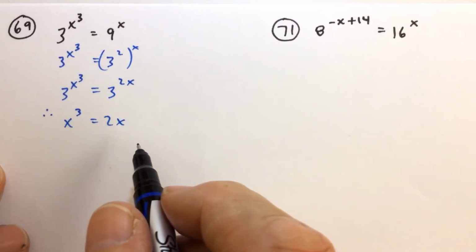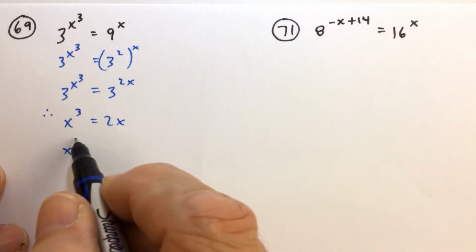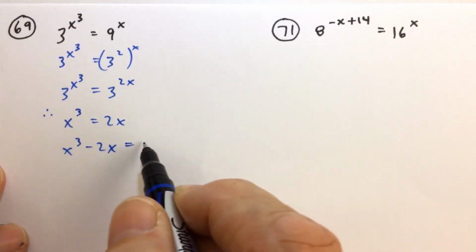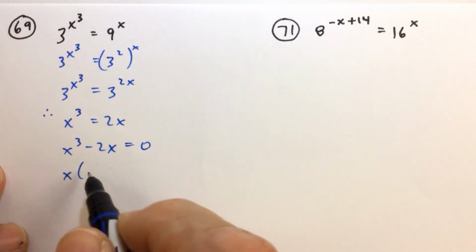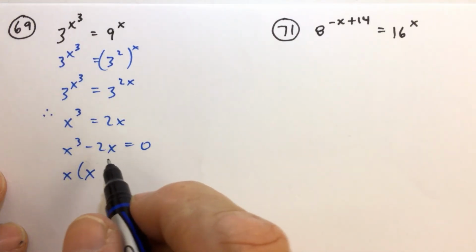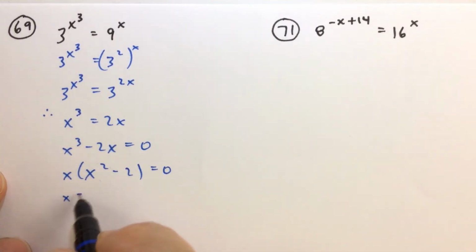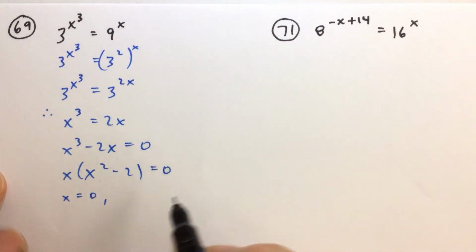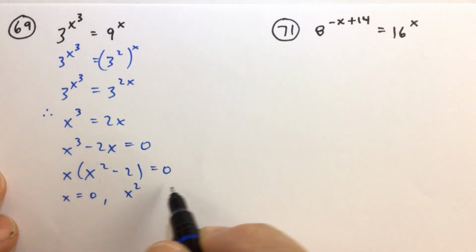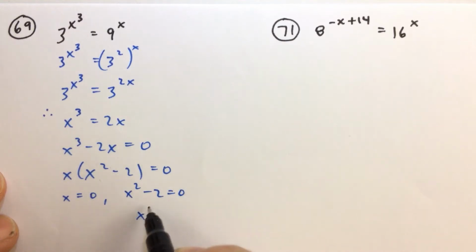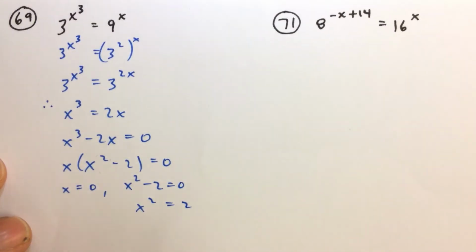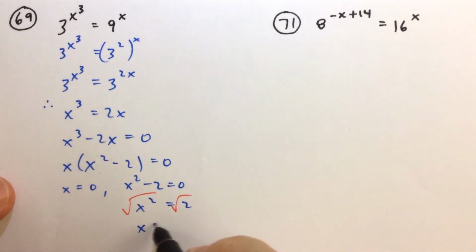Now, when we have a polynomial equation, as we've learned, we're going to gather all the terms to one side. We're going to factor the left side. So we factor out an x, and we get x squared minus 2 is equal to 0. And if we set each factor equal to 0, we see that x equals 0, as well as x squared minus 2 equals 0. And in solving this equation, we can just separate the x squared and the 2, and we can take the square root of both sides. And when we take the square root of both sides, we get x is equal to plus or minus radical 2.